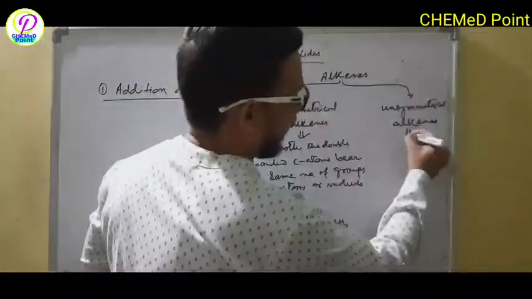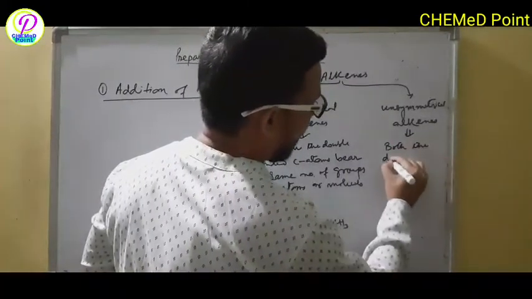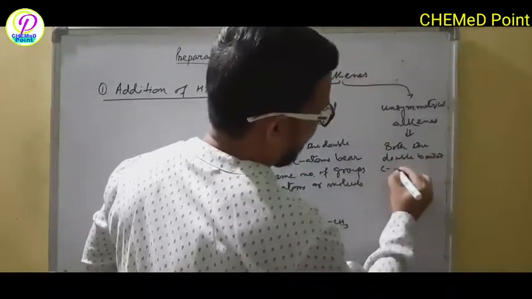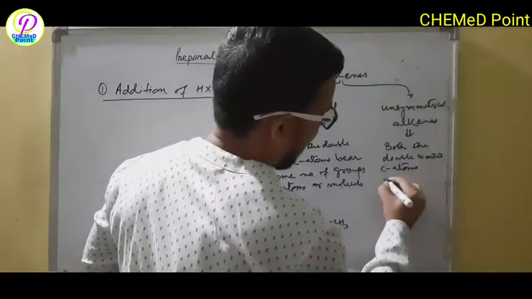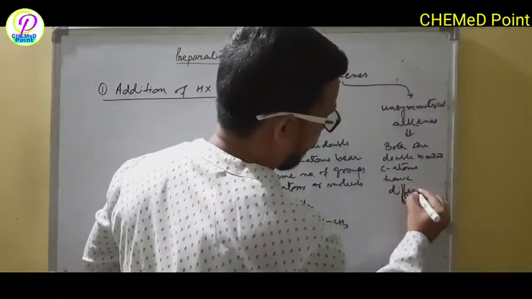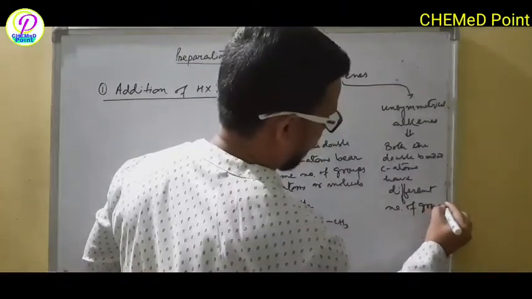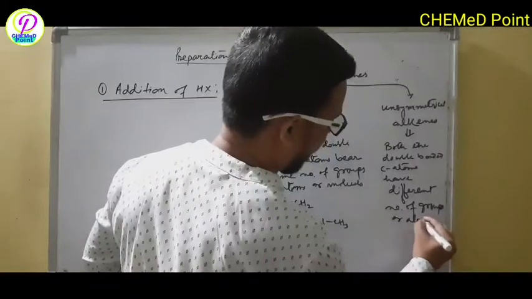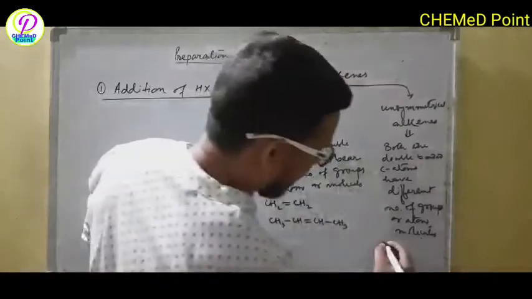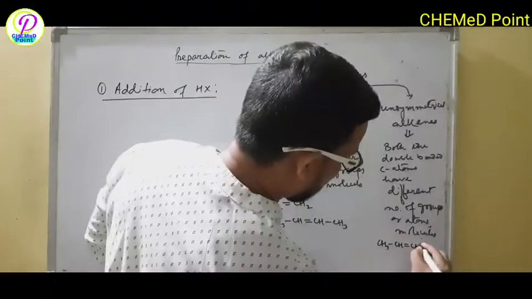And unsymmetrical alkenes are those in which both the double bonded carbon atoms have a different number of groups or atoms or molecules. Example of an unsymmetrical alkene: CH3CH=CH2.